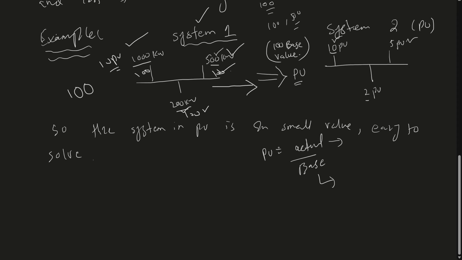The basic formula for converting to the per unit system is this one. If you want to find any value in per unit, it is the actual value divided by base. All right, that's it for today's video.